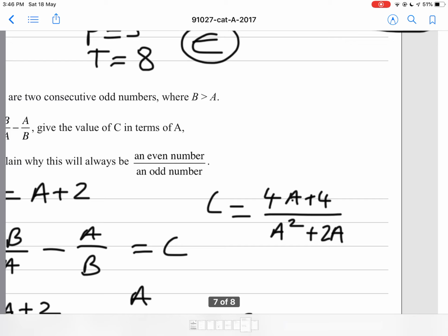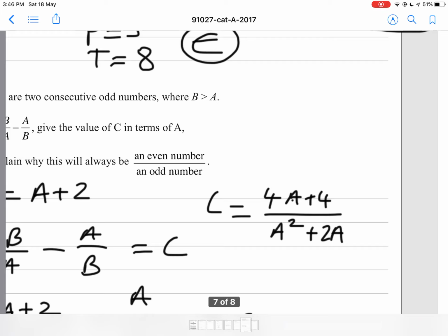So you know that A is an odd number, right? An odd number squared is always odd. So 1 squared is 1, 3 squared is 9, which is odd, 5 squared is 25, which is odd. And an even number times an odd number is an even number. So an odd number plus an even number is always an odd number. Therefore it will always be even divided by odd.